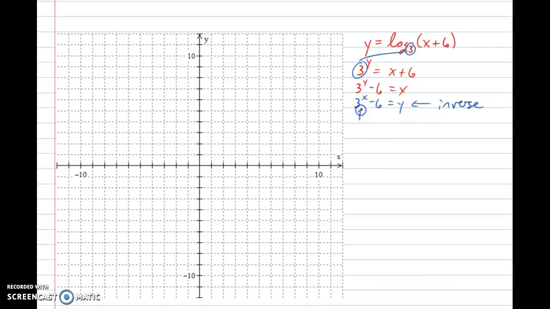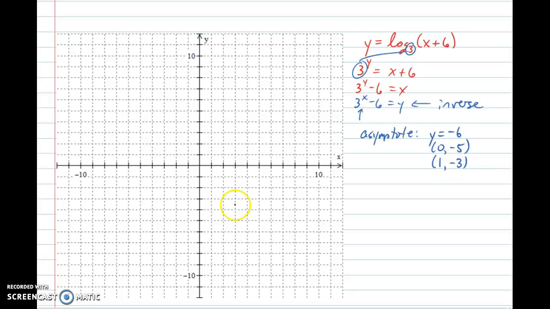Notice that's an exponential function. I know a couple of points on here. I know that the asymptote is at y equals negative 6. I know the y-intercept, let's see, if I plug in 0 for x, I'm going to get 3 to the 0, which is 1. Minus 6 is negative 5, so 0, negative 5. I know another point on the graph is going to be 1. 3 to the first is 3, minus 6 is negative 3.